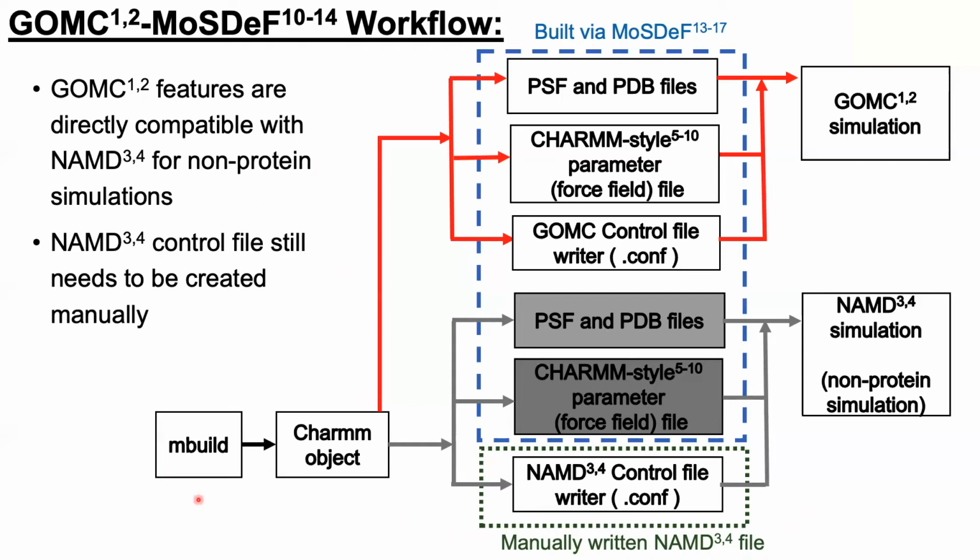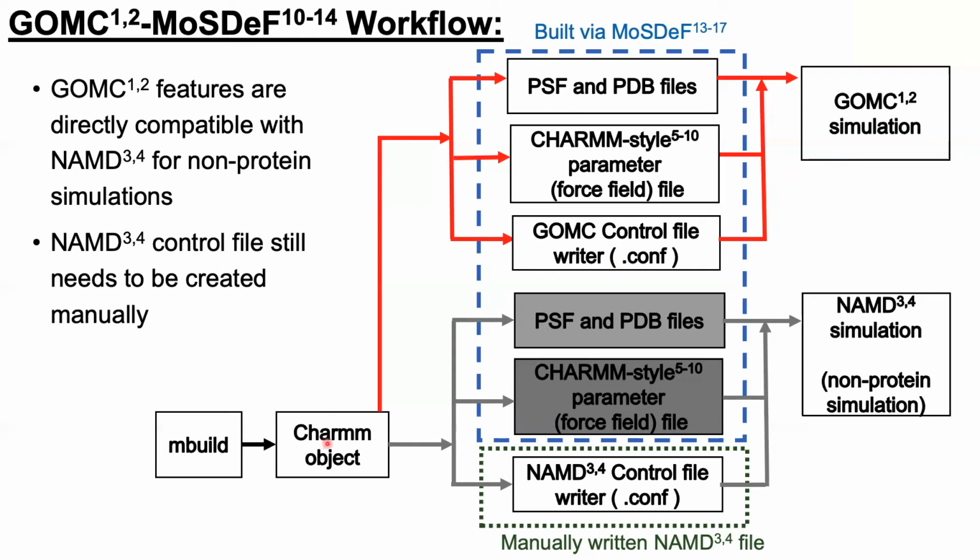So basically, we use the MoSDeF package mBuild, and mBuild calls some other packages for MoSDeF like Foyer to help along with this. But from mBuild, we create a Python Charmm object, and then this Charmm object is able to write the PSF and PDB files, the parameter file, and the GOMC control file. So basically, once all this stuff is done, all you've got to do is hit run on the GOMC simulation. However you do that on your desktop, on a supercomputing cluster or HPC center, that's up to the user.